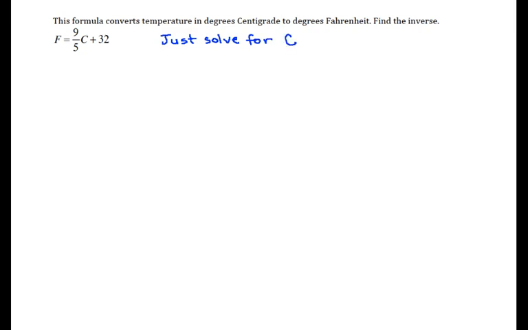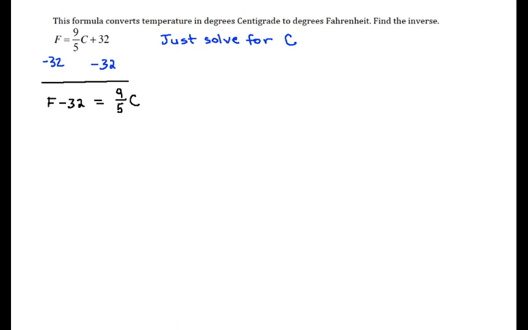So I'm changing my designation of which of these is the input variable and which is the output, but there's no need to change the names of the variables this time because we're not in a default xy context in which x is the input and y is the output. So we just solve for c. We'll start by subtracting 32 from both sides. Which gets us f minus 32 on the left and 9/5 c on the right.